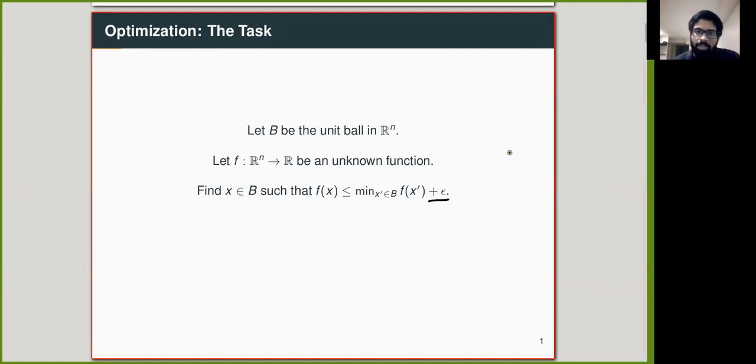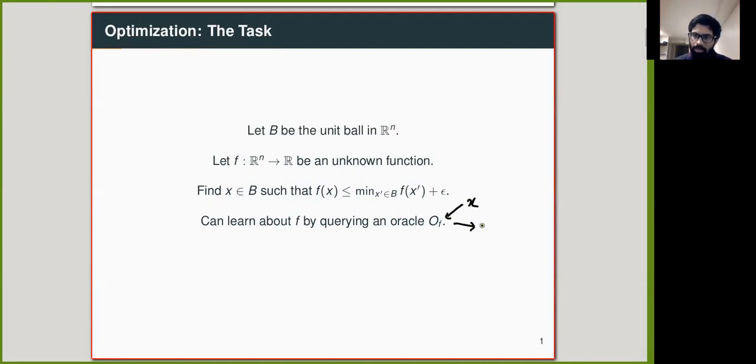Now, if you don't know what the function is, this is an impossible task. But we can learn about f by querying an oracle, which I'm representing by O_f. So the simplest version of this oracle would be one that takes an input x, and it outputs the value of f of x. Now, even with this, it's not possible because f could arbitrarily have a very small value at some input point.